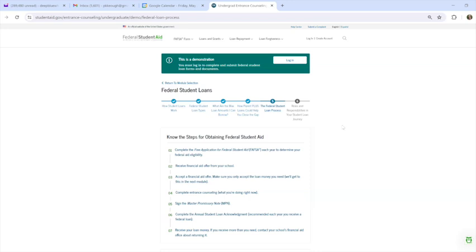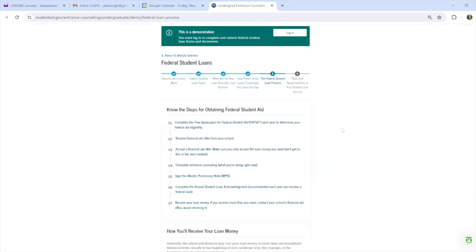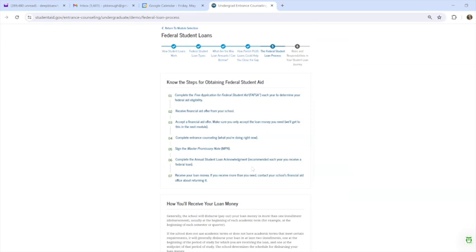Okay, so then you need to know your steps. They go through the different steps for obtaining a federal student loan. Okay, so you've got to complete the FAFSA. That's the only way you're going to be awarded it. The financial aid office will offer it. You need to accept your offer in the college's portal. You need to do the counseling, which is what you're working on right now. And then you're going to sign your master promissory note. Okay, and then complete the annual student loan acknowledgement. And they recommend doing that each year, and then you'll receive your loan money.